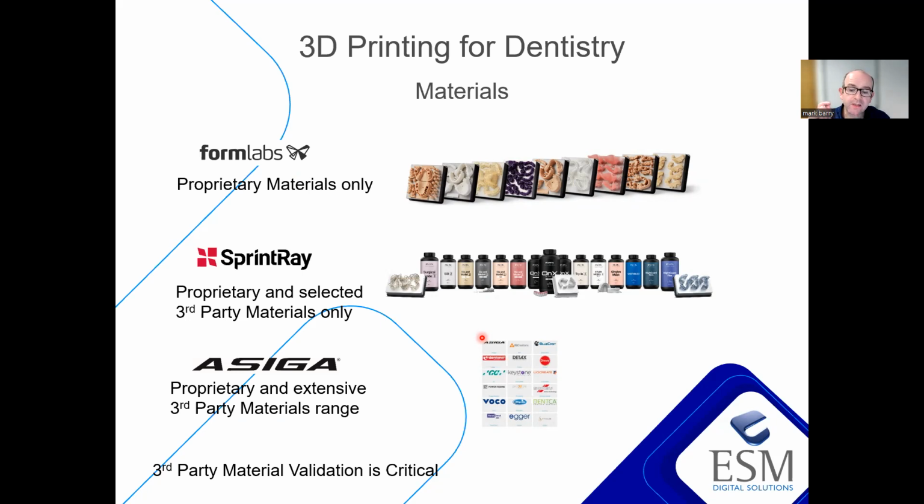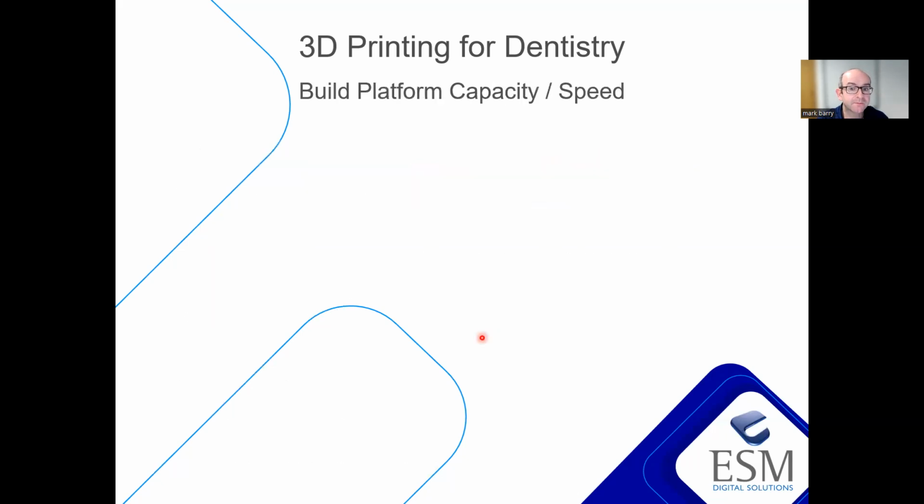So third-party material validation is critical. What I mean by that is not all resins are the same. If you're taking a resin and putting it onto a printer, you have to make sure that resin has been validated for that machine, particularly in dentistry. We're making night guards, dentures, crowns, things that go in the patient's mouth. We need to make sure that the product at the end of the process, not out of the printer, but after washing and curing, has been cured correctly and printed correctly, so that we can be happy that when it goes in the patient's mouth, it's going to be safe.